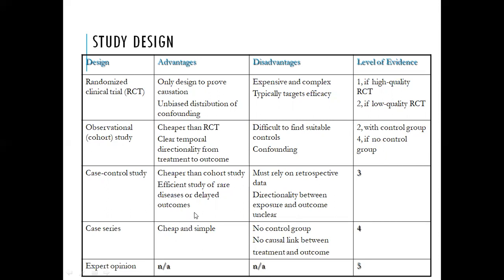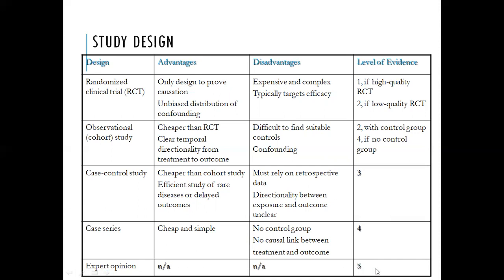Then we go for case control studies, which are cheaper than cohort studies, efficient study of rare disease or delayed outcomes, but they rely on retrospective data. Directionality between exposure and outcome is unclear. The level of evidence is 3. Case series, which you generally tend to go ahead with the publication. They are cheap and simple. There is no control group, no causal link, and the level of evidence is 4, whereas expert opinion has the least level of evidence.